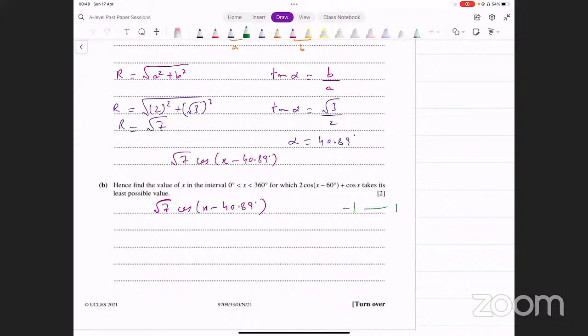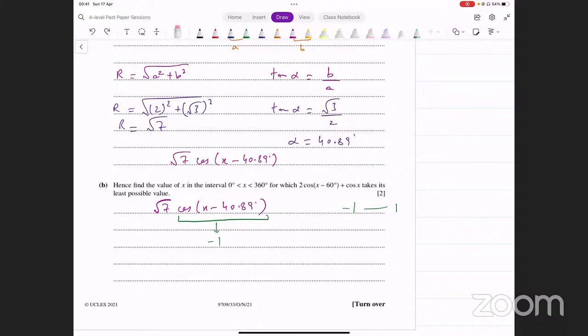तो इसकी लीस्ट वैल्यू हम कैसे फाइंड करेंगे? इसकी लीस्ट वैल्यू कैसे आएगी, कब आएगी? जब ये वाला पार्ट जो cos वाला पार्ट है, ये आपका किसके इक्वल हो जाएगा? ये -1 के इक्वल हो जाएगा. That's what is going to give you the least value of this whole thing, right? Cos आपको पता है किसके दरमियान में होता है? Cos is going to range from -1 to 1.